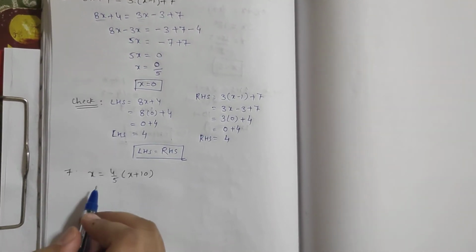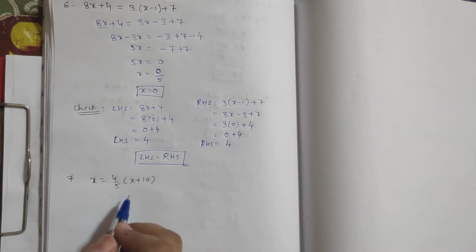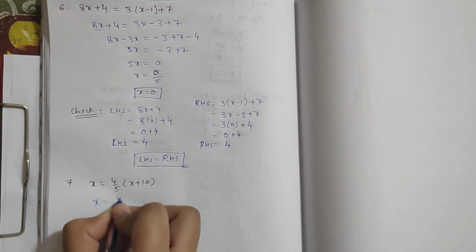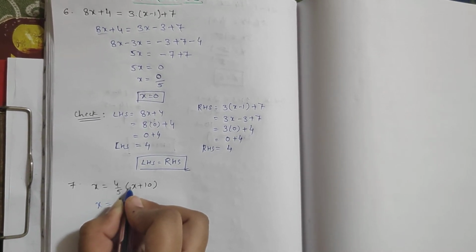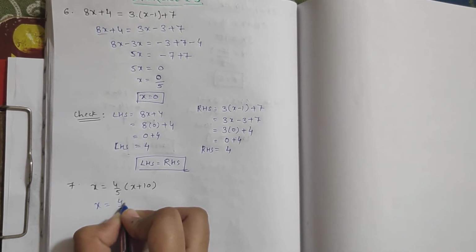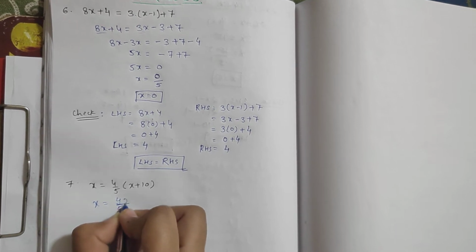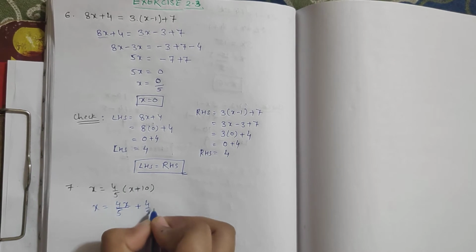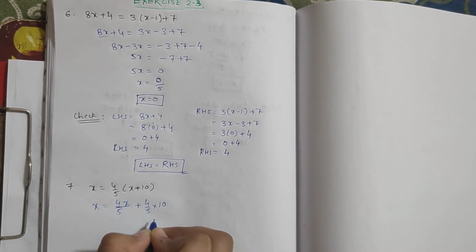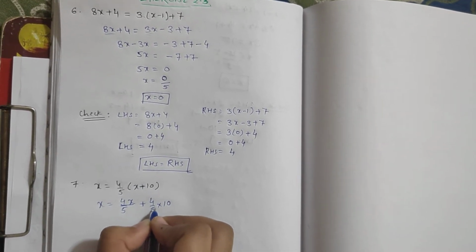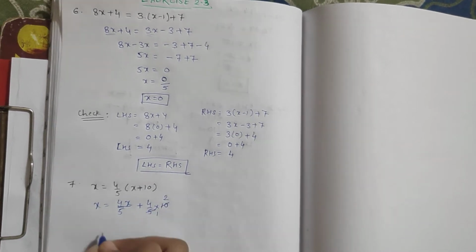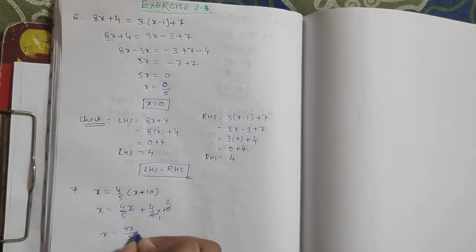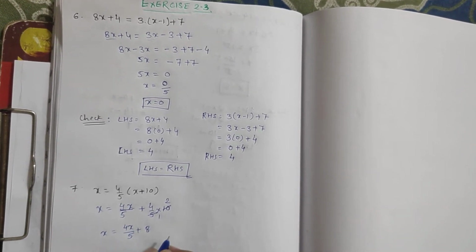Question number 7, x is equals to 4 upon 5 into x plus 10. So first we have to open this bracket. So x is equals to 4 upon 5 into x will be 4 upon 5 x, or here we can say 4x upon 5. This plus as it is, so it will be 4 upon 5 into 10. So here it will be 5 ones are 5 and 5 twos are 10. So what is x here? It will be 4x upon 5 plus 4 twos are 8.